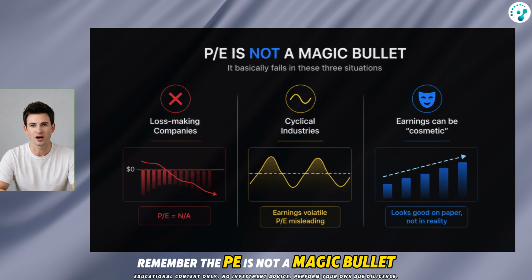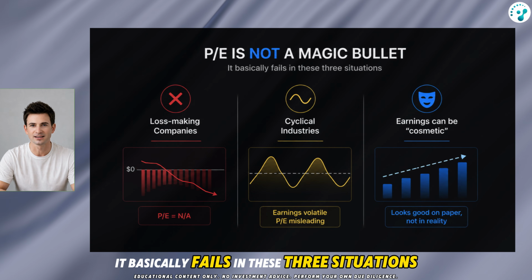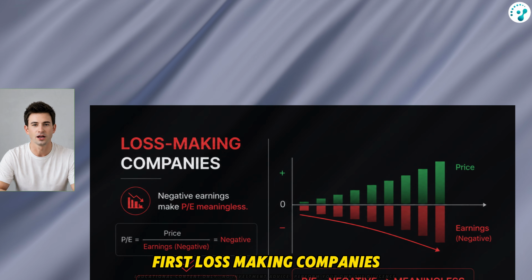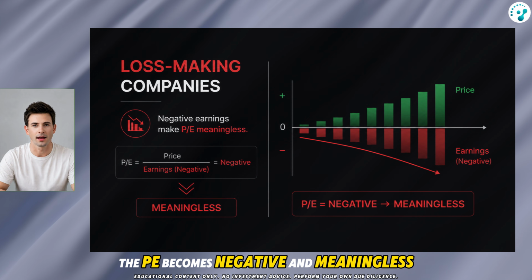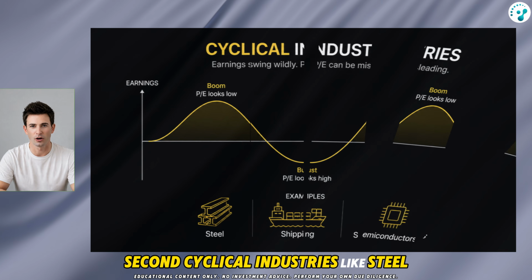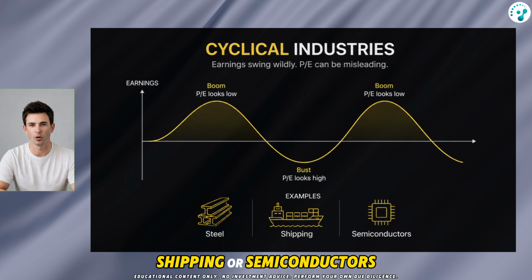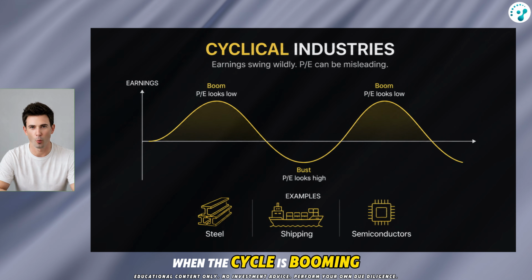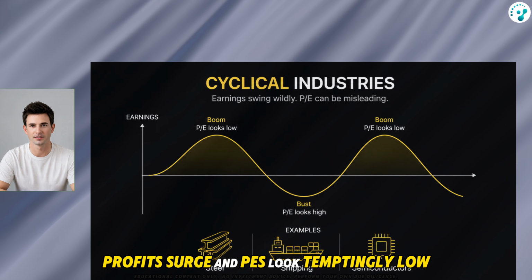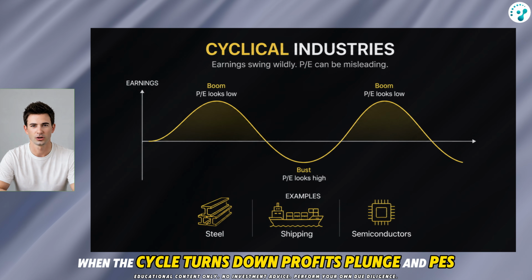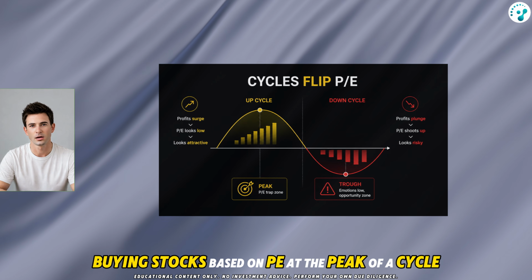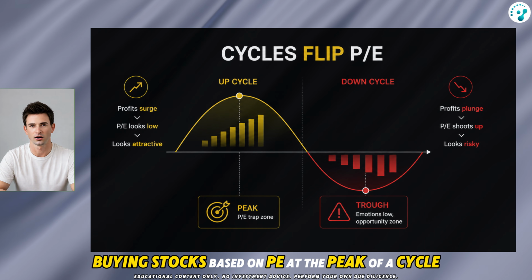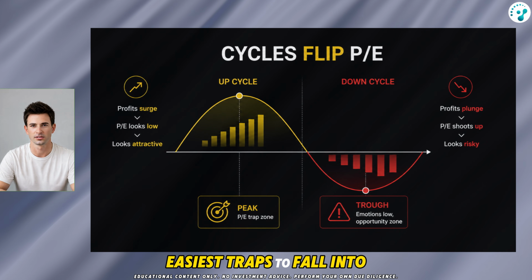Remember, the PE is not a magic bullet. It basically fails in these 3 situations. First, loss-making companies. If earnings are negative, the PE becomes negative and meaningless. Second, cyclical industries like steel, shipping, or semiconductors. When the cycle is booming, profits surge and PEs look temptingly low. When the cycle turns down, profits plunge and PEs shoot up. Buying stocks based on PE at the peak of a cycle is one of the easiest traps to fall into.